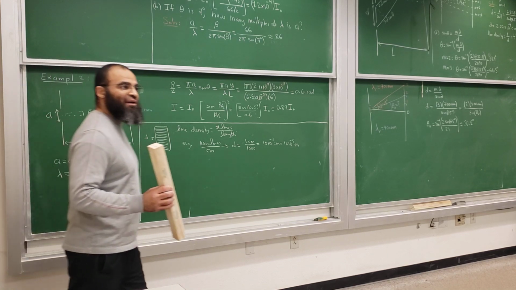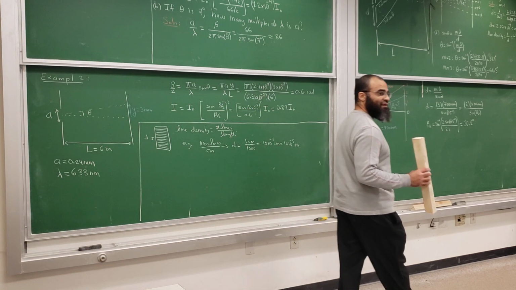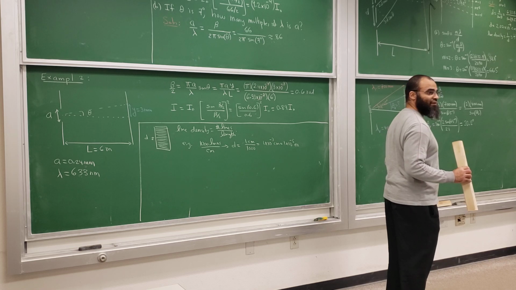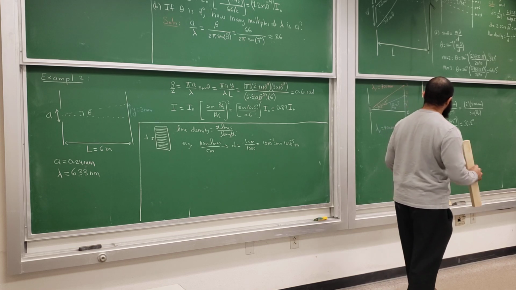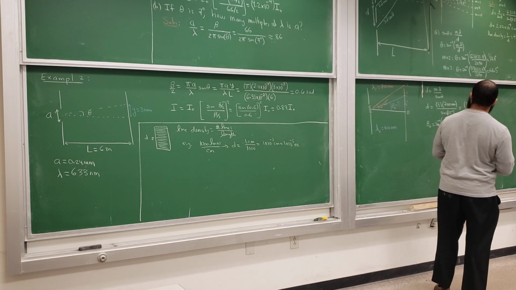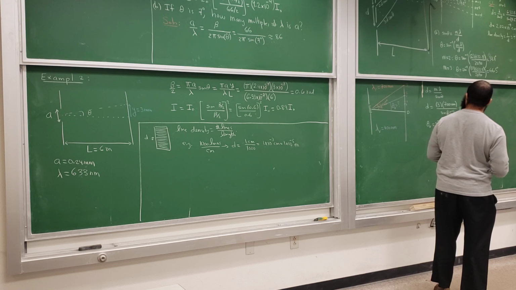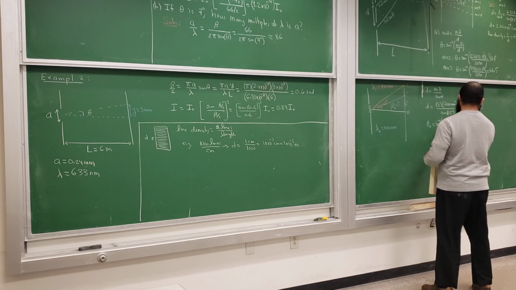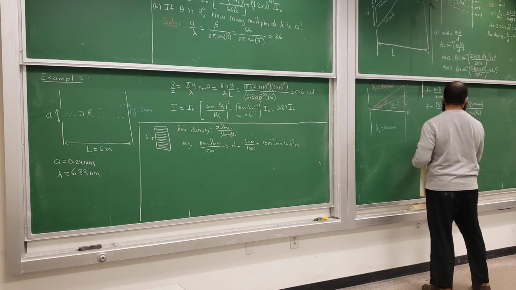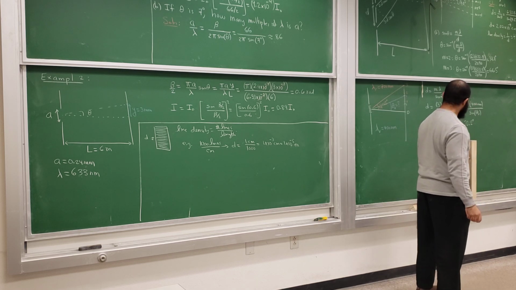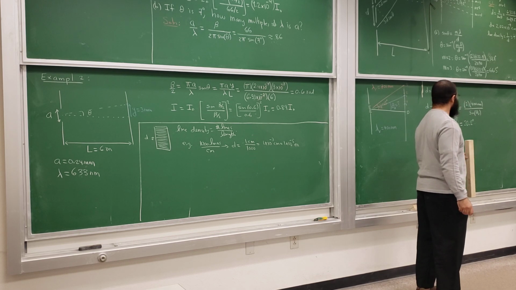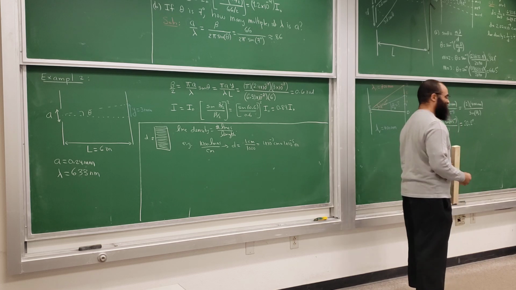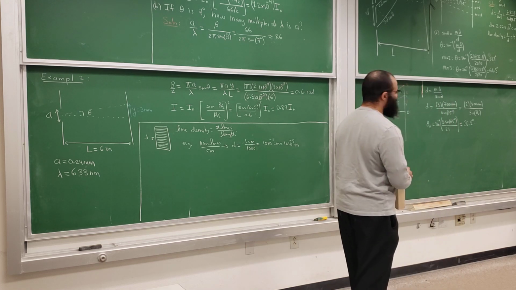Did I make a mistake? I think it's 8 sine 65. 8? Where did you get the 4 from? Oh yeah, I forgot about this 4. So 8 here. How about now? Does it look good? Yeah, thank you. It seemed like something was missing.